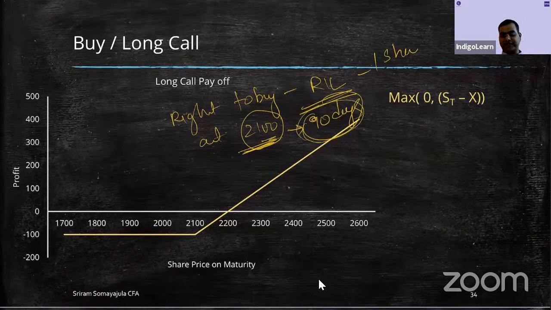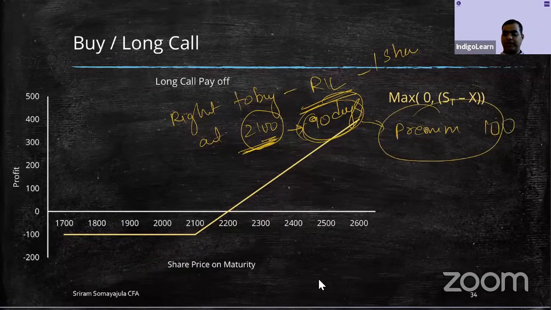If I come to you and say, please, let us enter into a contract where I want to buy this at 2,100 after 90 days, you will say, what is in it for me? You'll obviously ask that question. Why should I do this? So what I will offer you is something called premium. I will pay you 100 rupees premium. You keep this 100 rupees and after the future date, you allow me to buy on this 90th day. On this 90th day, you allow me to buy.